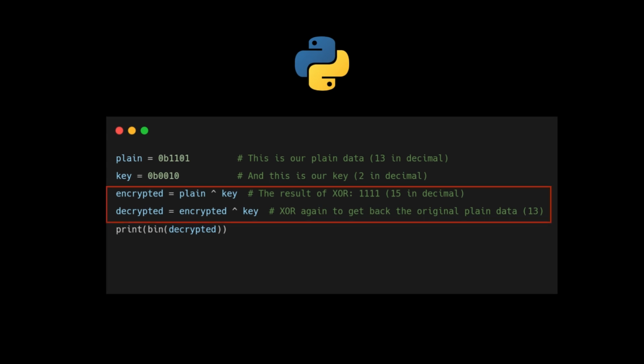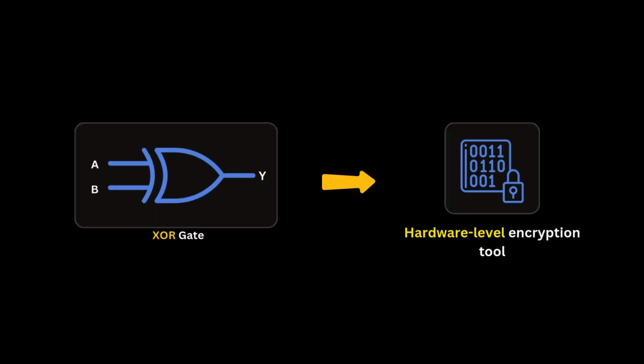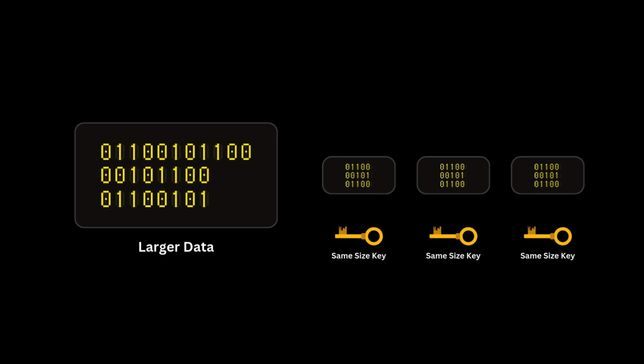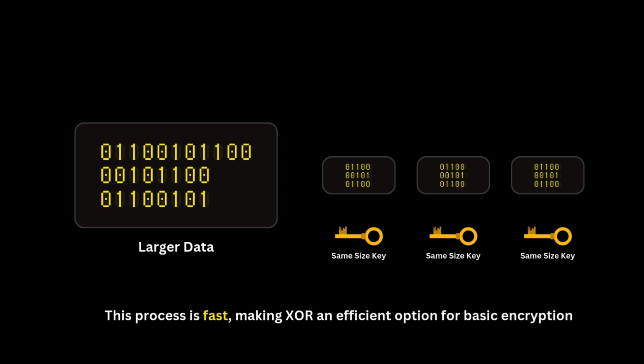After encrypting and decrypting using the same key with the XOR operation, the output will indeed be the original plain data. Using this method, XOR gates can serve as a simple hardware-level encryption tool. For larger data, you can break it into chunks the same size as the key and encrypt each chunk. This process is fast, making XOR an efficient option for basic encryption.